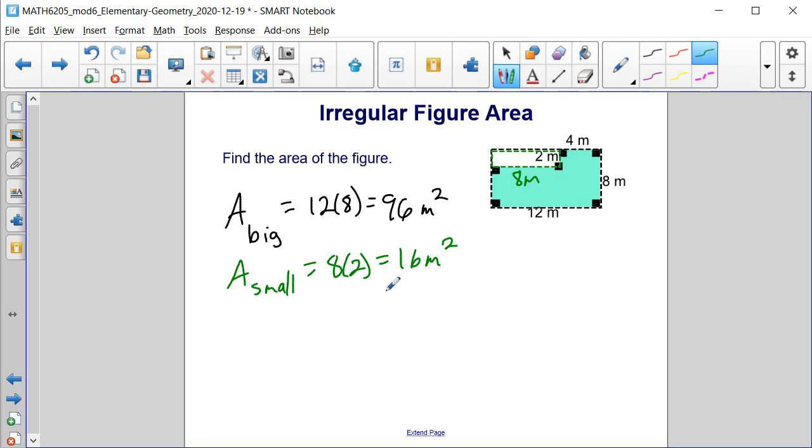And then in order to calculate the area of the shaded region that is in bright green, we're going to subtract these two. So the area of the figure, or the area of this problem, is going to be 96 minus 16, which is 80 square meters. And if you'll recall, we did find that the area of this figure is indeed 80 square meters using a different method prior.